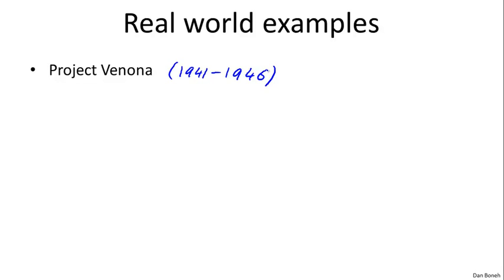US intelligence was able to intercept these two-time pads, these ciphertexts that were encrypted using the same pad applied to different messages. Over a period of several years, they were able to decrypt something like 3,000 plaintexts just by intercepting these ciphertexts. The project is called Project Venona. It's a fascinating story of cryptanalysis just because the two-time pad is insecure.